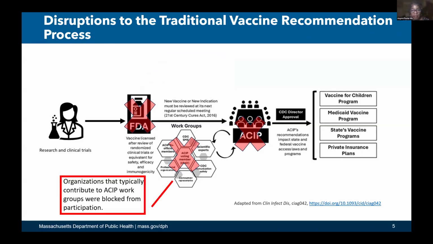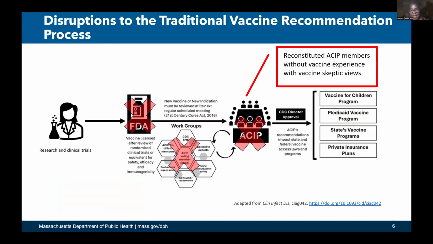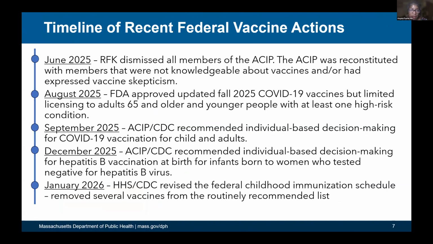In terms of the work groups that I was telling you about, that do so much work to develop the actual recommendations to present to the ACIP, the organizations that typically contribute a lot of work to the ACIP work groups were blocked from participation. So, for example, the American Academy of Pediatrics traditionally has been very involved in developing the recommendations for pediatric populations, and they were not able to participate in the work groups. And then also with the ACIP, last year it was reconstituted, and most of the new ACIP members did not have any vaccine experience, and also had documentation of vaccine skeptical views. So it was very concerning for most of us.